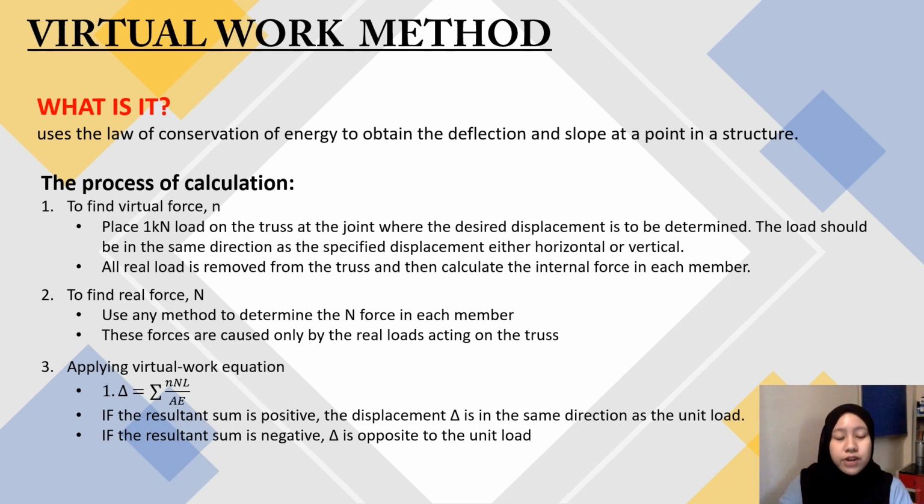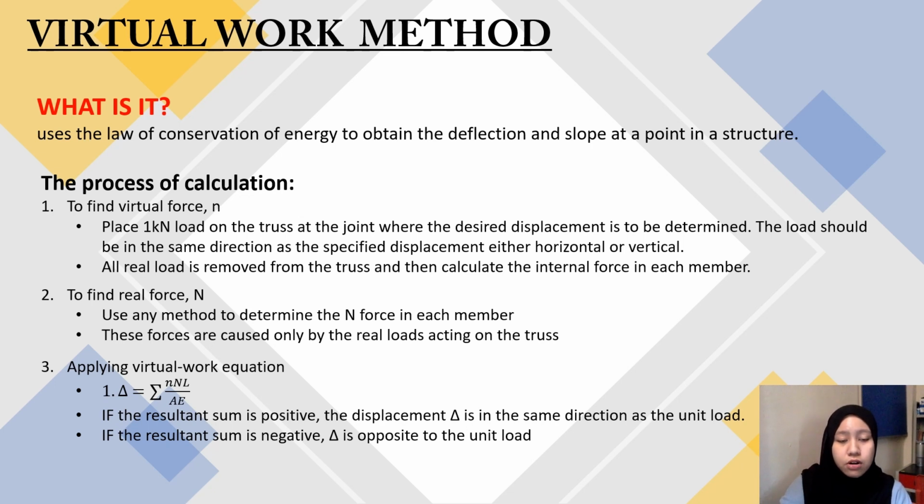First thing first is to find the virtual force. To find the virtual force, we have to place a 1 kN load on the truss at the joint where the desired displacement is to be determined. The load should be in the same direction as the specified displacement, either horizontal or vertical. So all real load is removed from the truss and then we calculate the internal force in each member. Next is to find the real force. To find the real force, we have to use any method to determine the end force in each member, which is the method of joint, method of section, or alternative method.